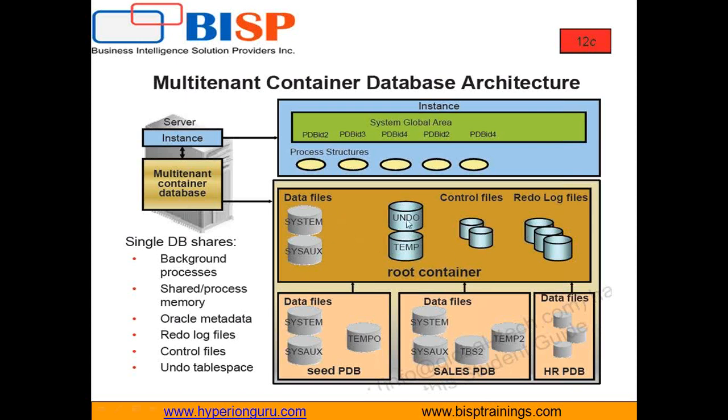This root container is not storing your actual data. It is storing your data dictionaries, which are available in the system tablespace, system data file, and SYSAUX, which contains your Enterprise Manager repository data. The undo tablespace is used to store the undo data, the temporary tablespace stores the temporary data, the control file stores the database name, what time you have taken backups and all information related to your database, and the redo log file stores your redo data. These are all common, available at the root container, so we can say at the CDB level.